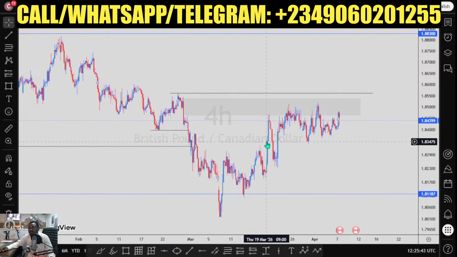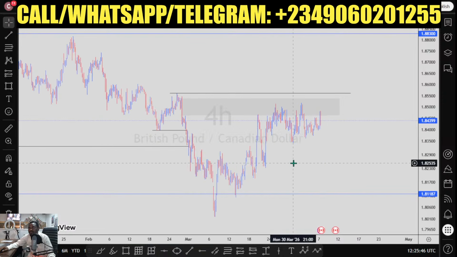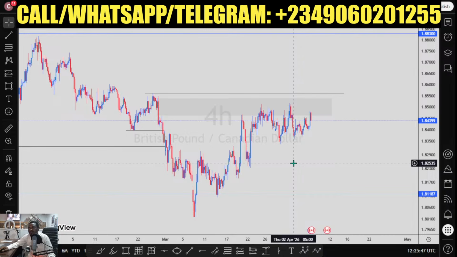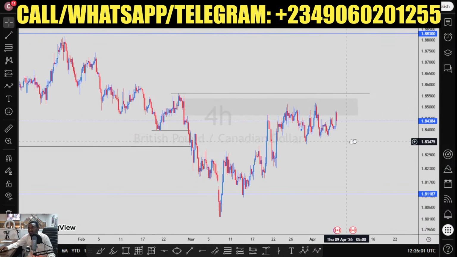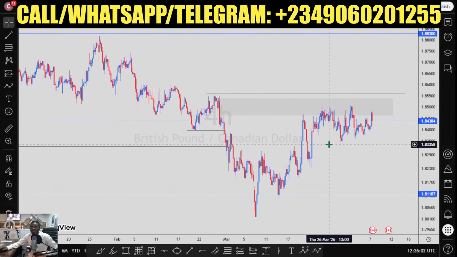So let's see if price can still give us some possible liquidities. If something comes like this, we could see something like that. So we are still monitoring GBP Canada. That is GBP Canada.